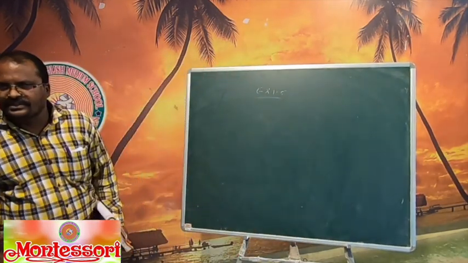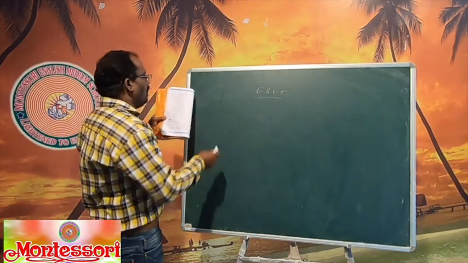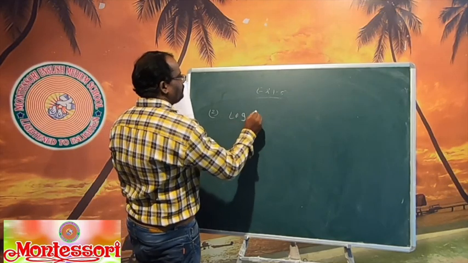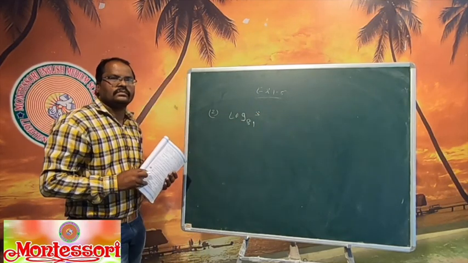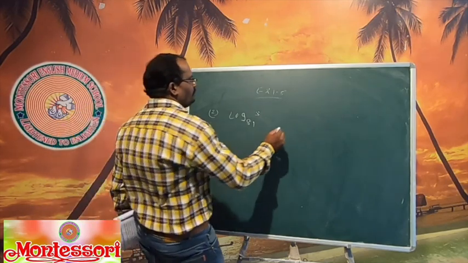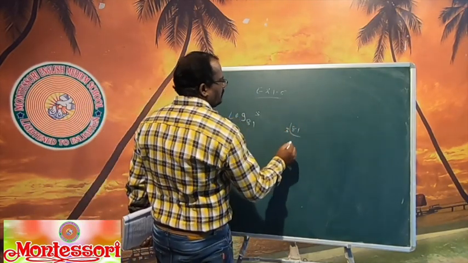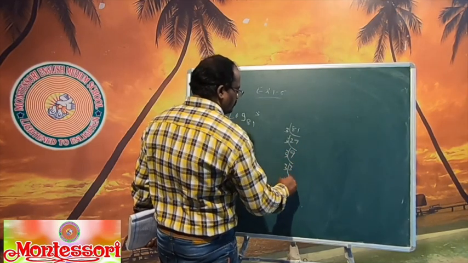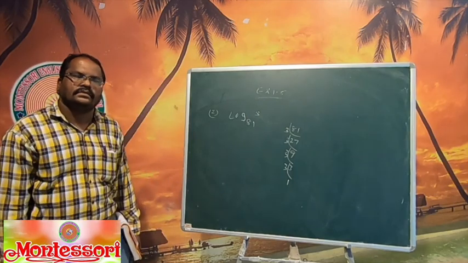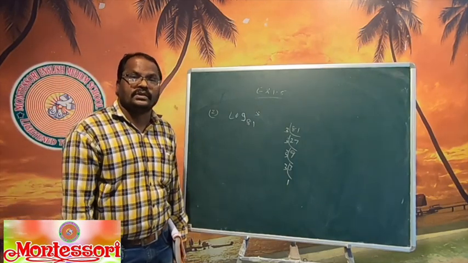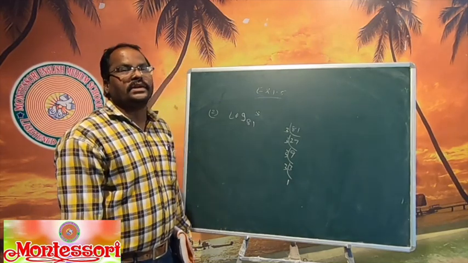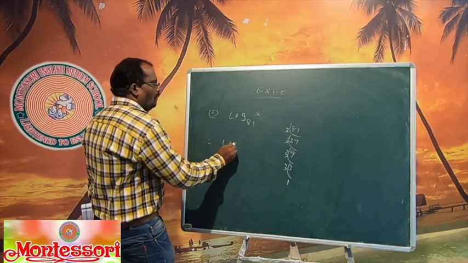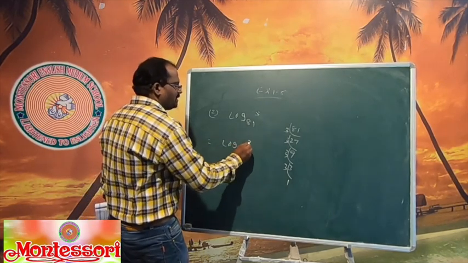What is the second question here? Log of 81 to the base 3. You take the LCM of 81: 3, 27, 9. How many times will 3 occur in 81? 4 times. So how to write it? Log of 3 power 4 to the base 3.